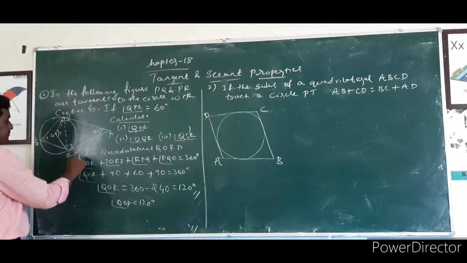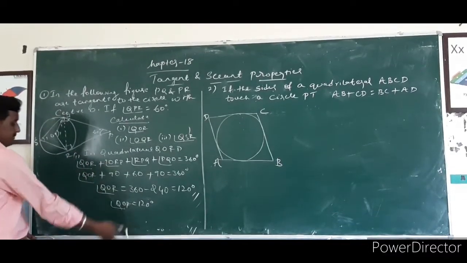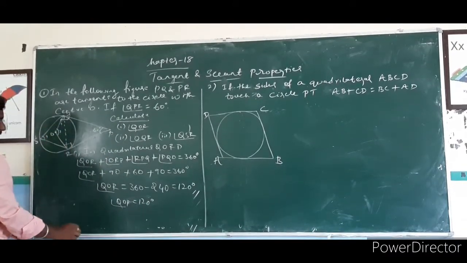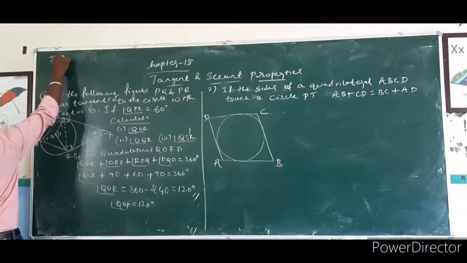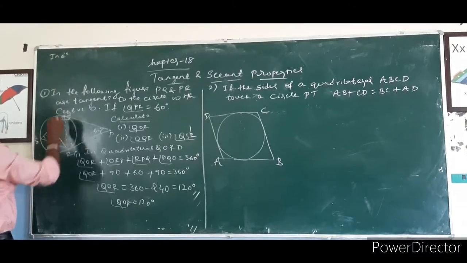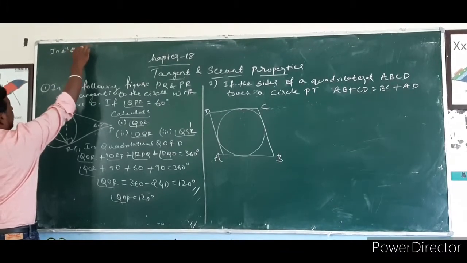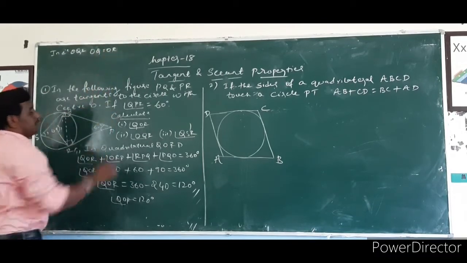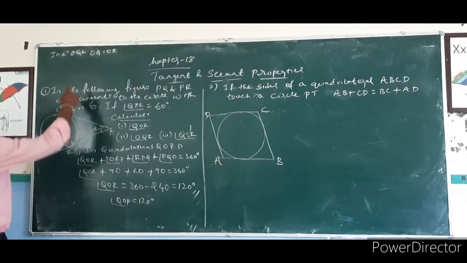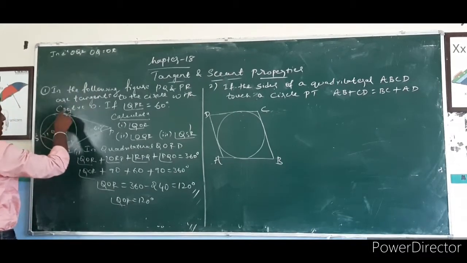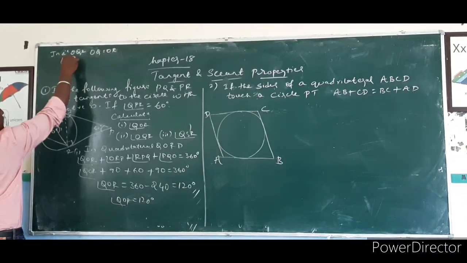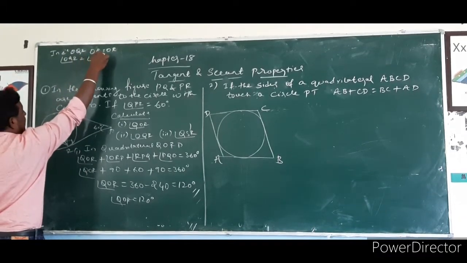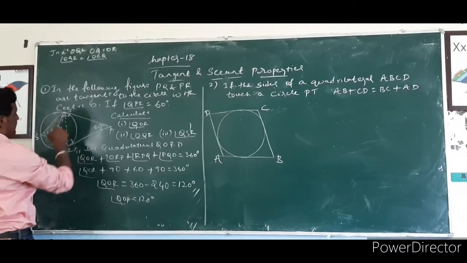The first one we found. For the second one, we have to find this angle, that's why we consider the triangle. In triangle OQR, OQ is equal to OR because they are radii of the circle. If the radii of a circle are equal, then angle OQR is equal to angle ORQ. These two angles are equal in this triangle.